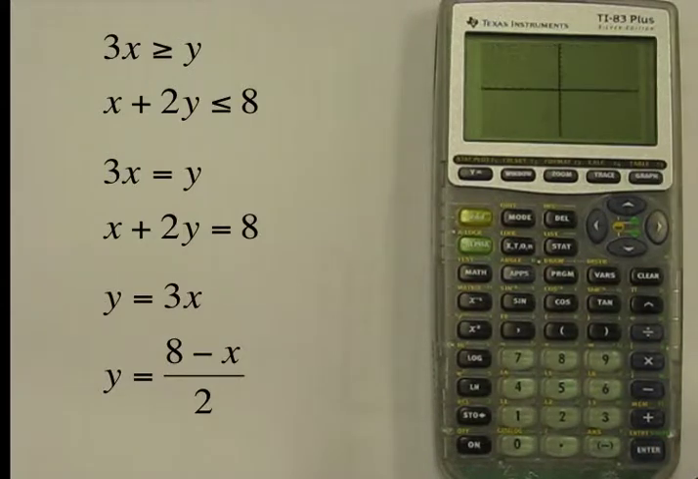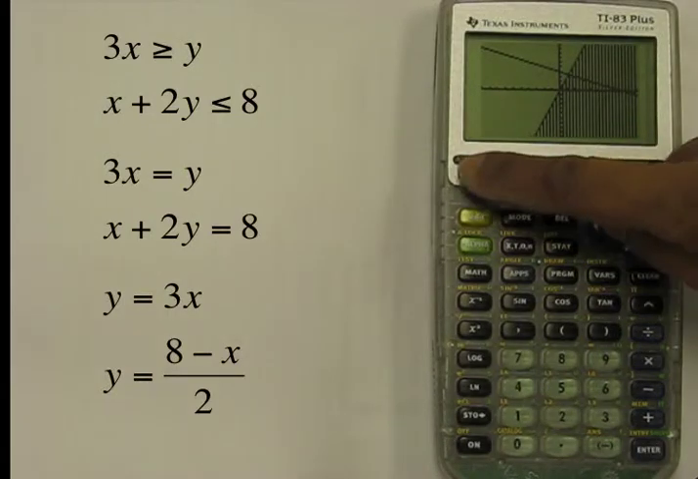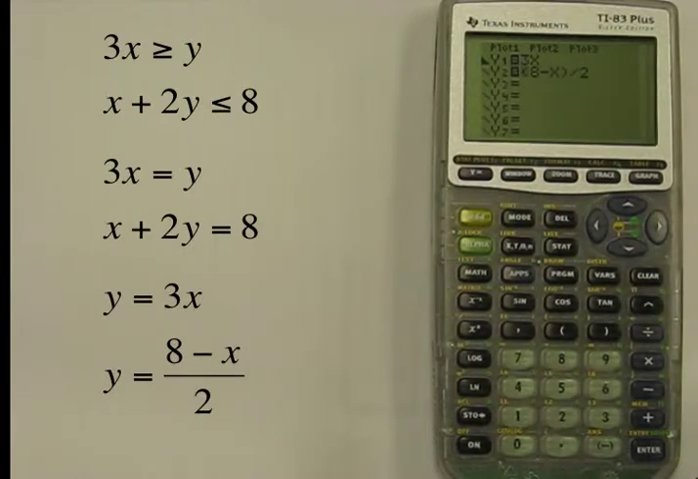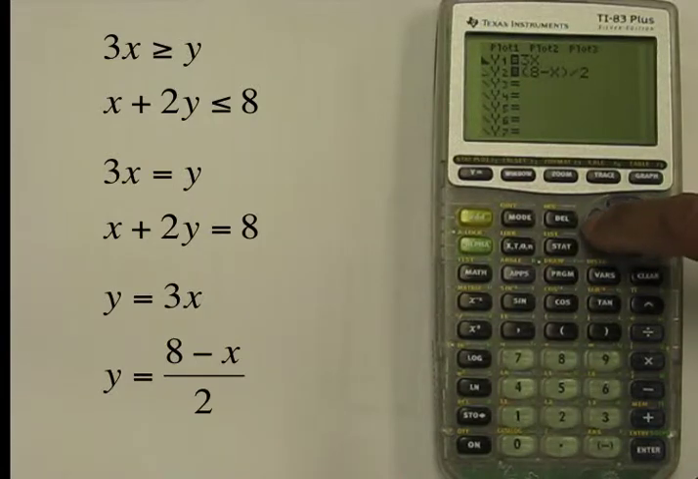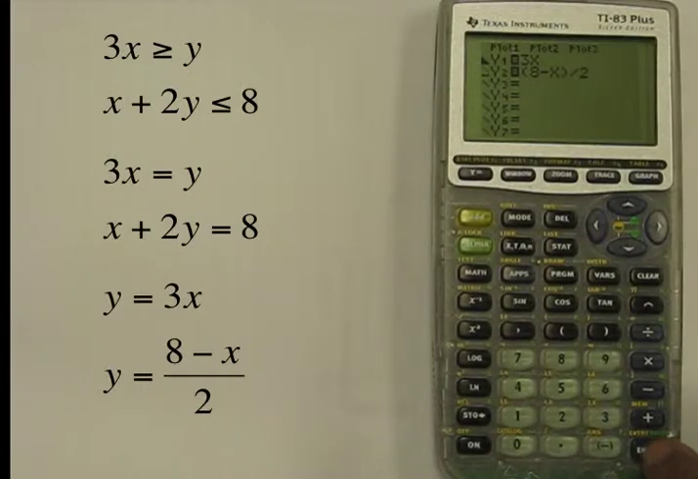Now we have the lower triangle. If I were to hit graph, you can see that everything below or to the right of that line was shaded. Similarly, going back to y equals, for the line 8 minus x over 2, we actually want to shade below that line as well. So scroll back to the left of y2, hit enter until we get a lower triangle, which means below. The upper triangle means above, but the lower triangle means below. And there we have the lower triangle.